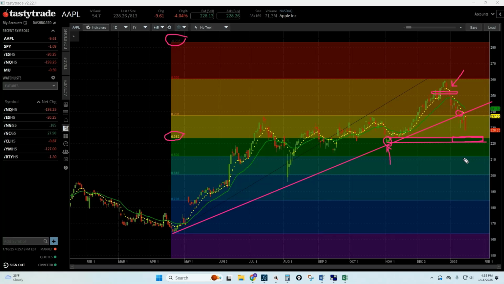Now, I'm not going to take the whole position off. I might take a quarter, because why? The next target I'm looking for is a 50% retracement, and it also coincides with some prior support going back to September. So the next target area would be around 211 to 210.